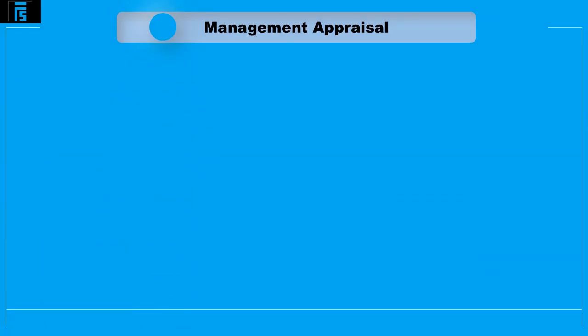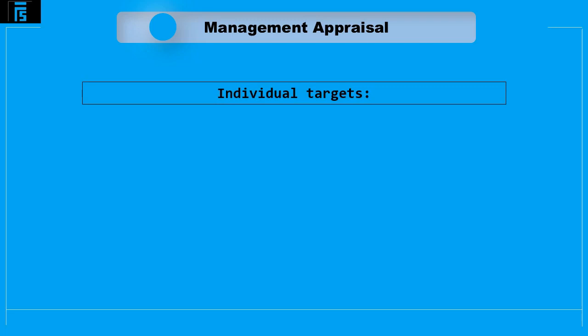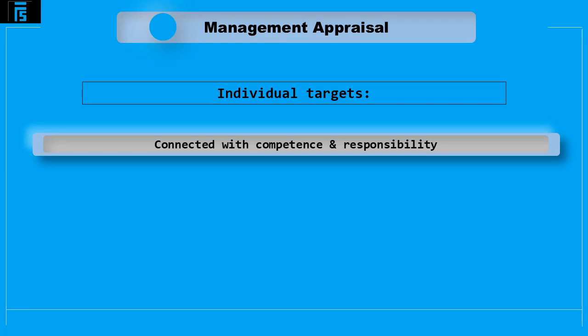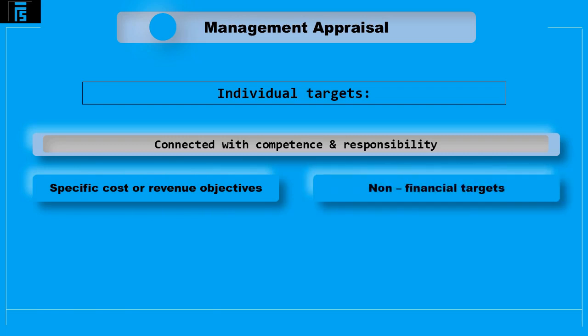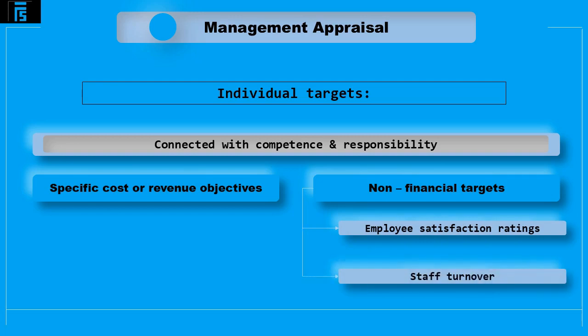You should be aware that management appraisal does not necessarily have to be linked to ratios and measures which relate to the company as a whole. Many firms assign their managers individual targets connected strictly to their area of competence and responsibility. These targets can either take the form of specific cost or revenue objectives or non-financial targets, for example, linked to employee satisfaction ratings or staff turnover.